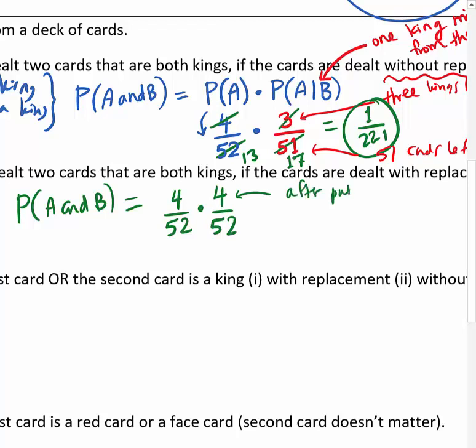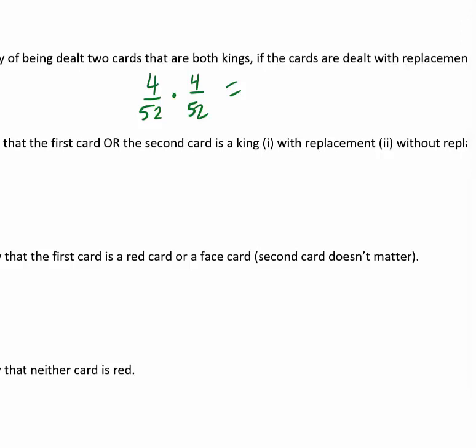After putting the king back in, there are 4 kings and 52 cards. And those both can be reduced like we saw in the previous part. Both reduced to 1/13, right? Because 4 goes into 52 13 times, so it's 13 times 13, 169.